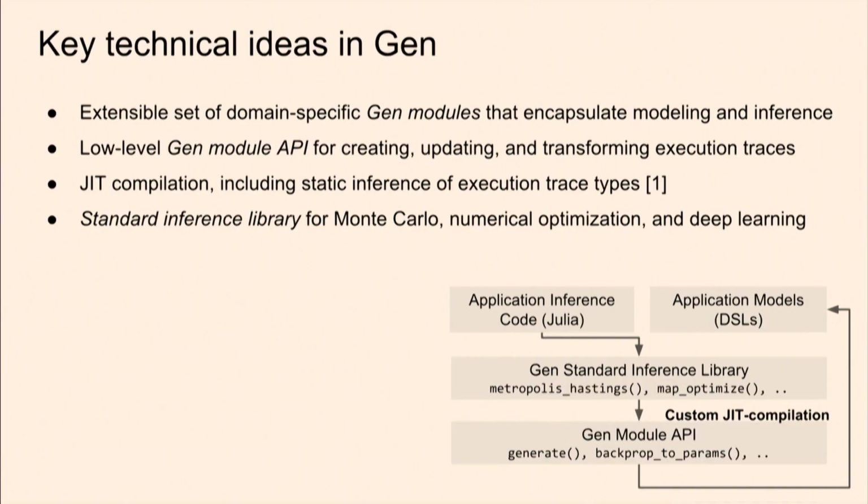But on top of the Gen module API, there's a higher level set of abstractions called the Inference Standard Library. Metropolis-Hastings and MAP Optimizer are two examples from there. There's also a method for training using the sleep algorithm, or amortized inference. So there's an open-ended set of abstractions there, and those are all written in user Julia code, so it's very extensible.